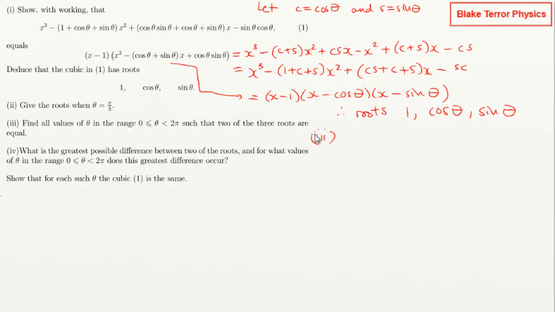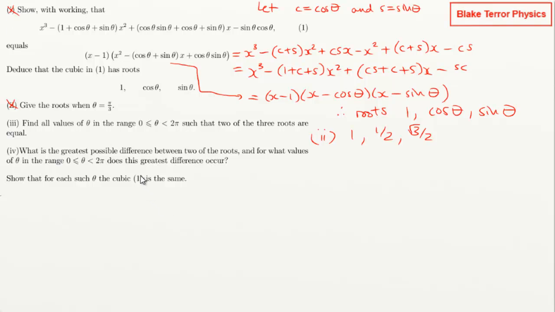Part 2, give the roots when theta is pi by 3. Right, okay, they're not asking for much there then. So 1 isn't going to change. Cos is going to be a half, and then that one's going to be root 3 over 2 for sine. So that was also pretty straightforward.